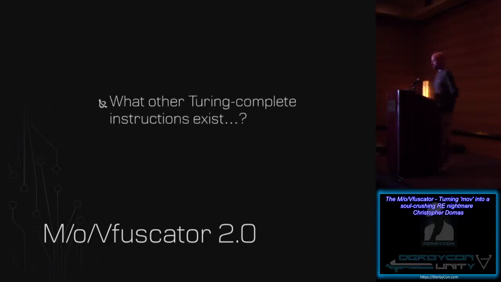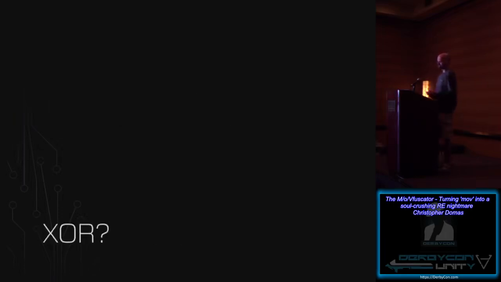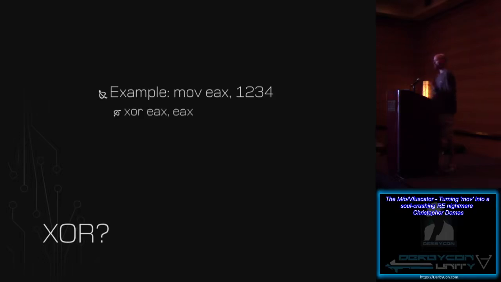But it was a lot of fun to work on, and it got me to thinking, what other Turing complete instructions exist? We know move is Turing complete, so what else is like that out there? Well, it seems obvious then that XOR must be Turing complete if move is Turing complete. Because if you think about something simple, let's say we wanted to move the value 1234 into the EAX register, we could do that with just a pair of XORs instead. We could XOR EAX with itself to clear it out, and then we could XOR EAX with 1234 to get EAX set to 1234. So with just a pair of XORs, we can simulate a move.